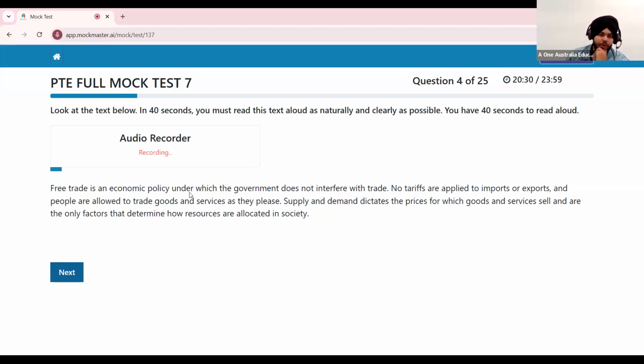Free trade is an economic policy under which the government does not interfere with trade. No tariffs are applied to imports or exports, and people are allowed to trade goods and services as they please. Supply and demand dictates the prices for which goods and services sell and are the only factors that determine how resources are allocated in society.